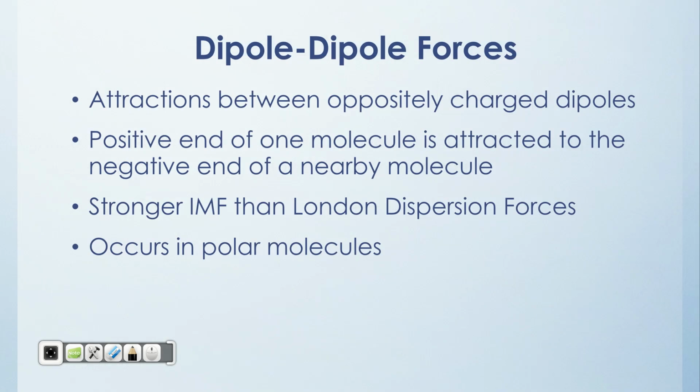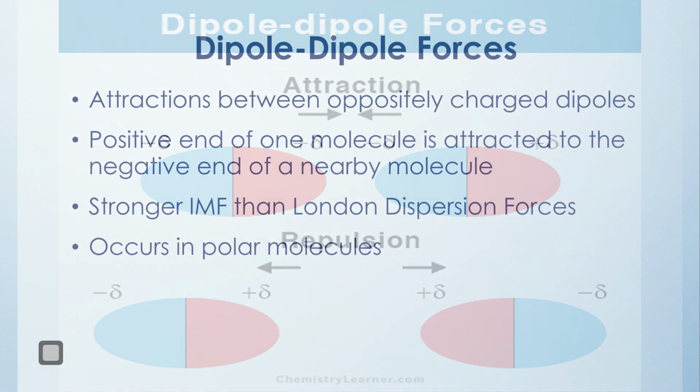Okay? This is different from a dipole-dipole force. This is the second one. Okay? This is actually where we have dipoles. So we have a permanent positive end and a permanent negative end to a molecule, to a polar molecule. All right? And so the key here is dipole-dipole is stronger than London dispersion, and it occurs in polar molecules. So dipole-dipole is stronger.